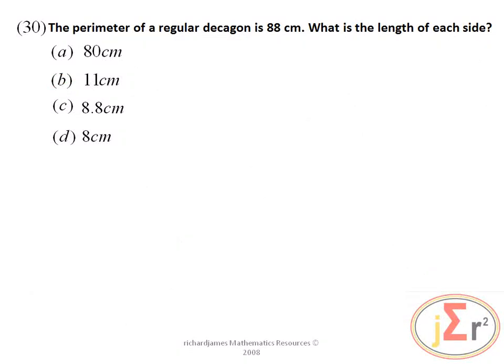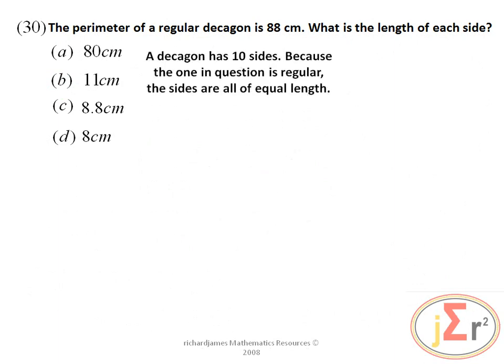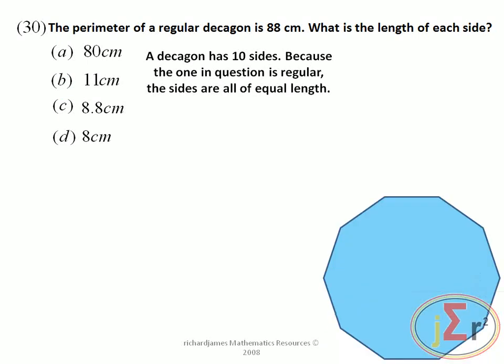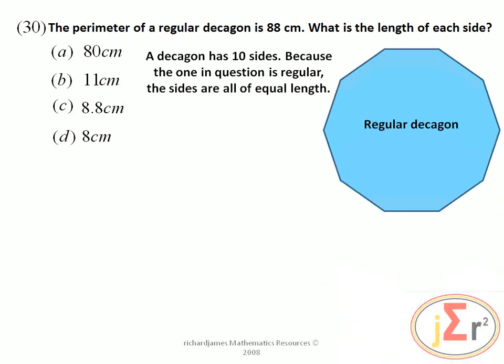The perimeter of a regular decagon is 88 centimeters. What is the length of each side? A decagon has how many sides? 10 sides. Because the one in question is regular, the sides are all equal in length. So that is a regular decagon. All sides are equal in length, and it has 10 sides.